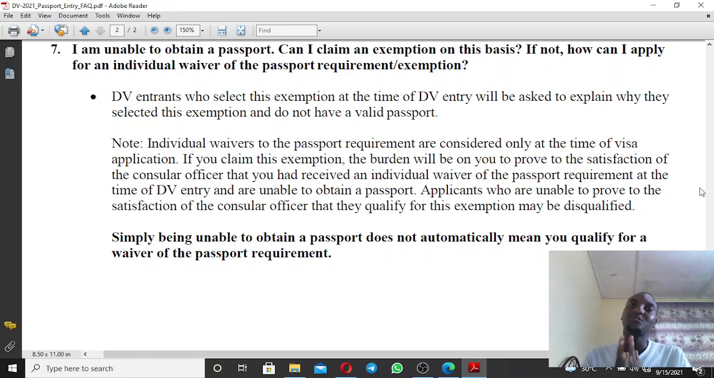So what you need to do, before you think of applying for the DV program, go and find a valid international travel passport so that you can be on the safe side during the application for the DV program, which is starting this October. We don't know the actual date yet, so we are waiting for the instructions to come out so that we can know the exact date for the application of the DV program.